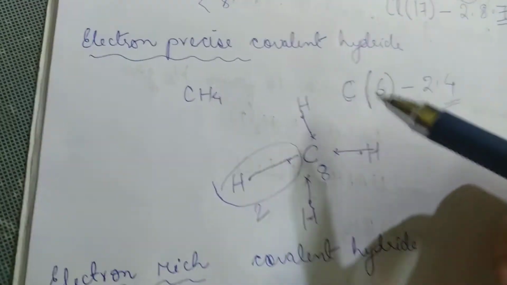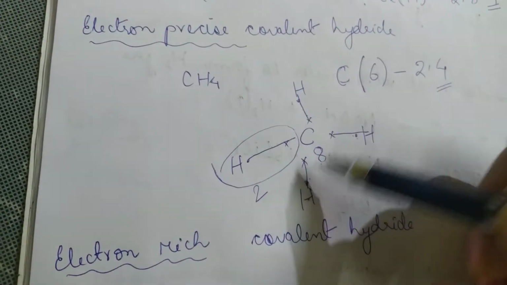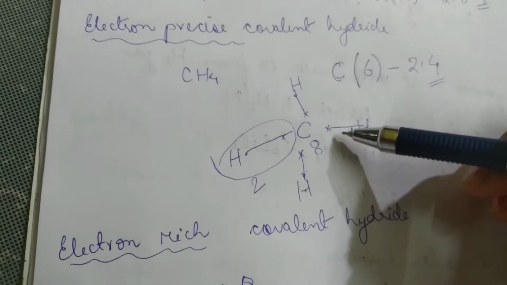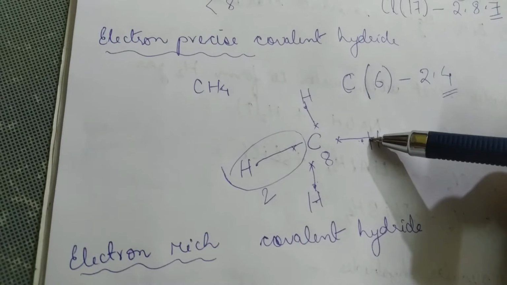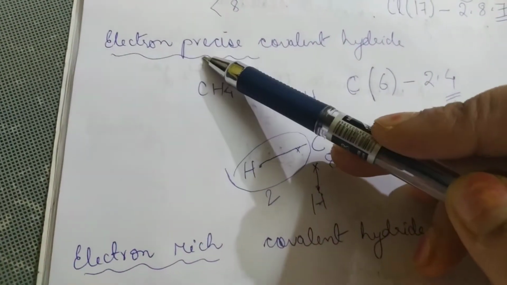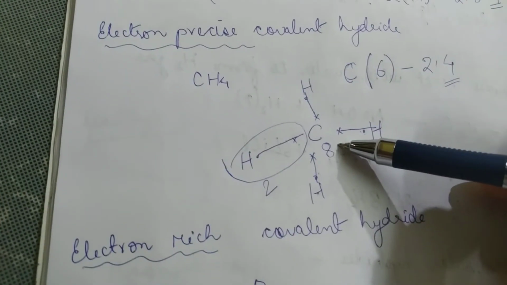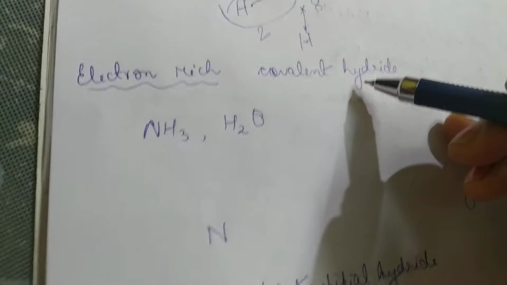Since single covalent bonds are formed, we call it a hydride, because the compound formed has hydrogen. Yes, it is called electron precise because it has the exact number of electrons, not more, not less. Next, electron rich covalent hydride.